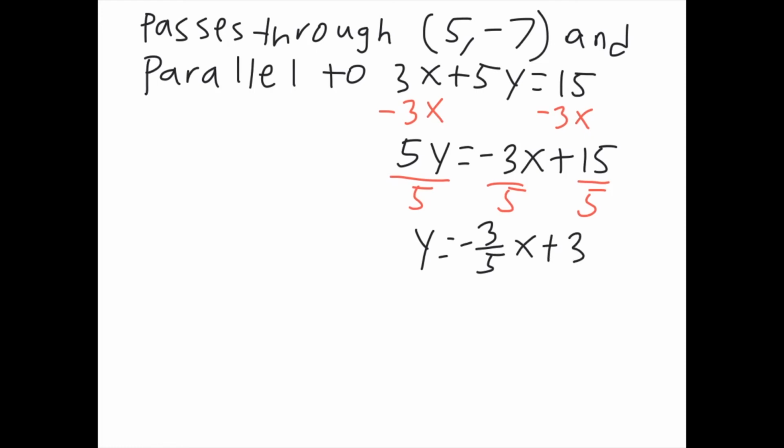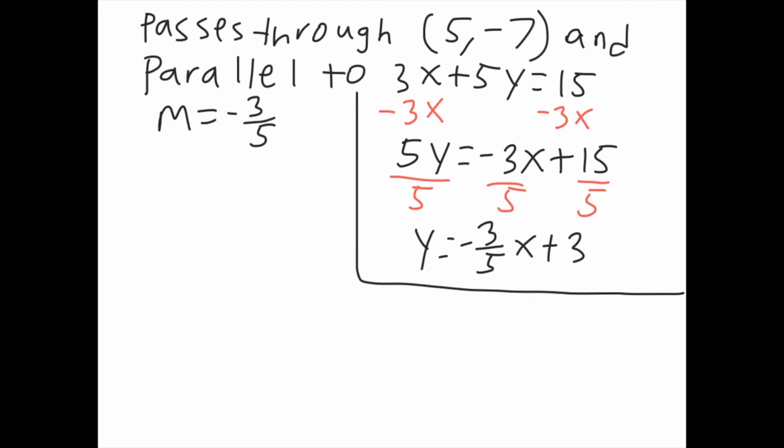So, now we look at the slope of this line, negative 3/5. Since it's parallel, the slope of our line is going to be exactly the same as the slope of that line, negative 3/5. So now we want to write our line in slope-intercept form. y equals mx plus b. So y equals negative 3/5 x plus b.